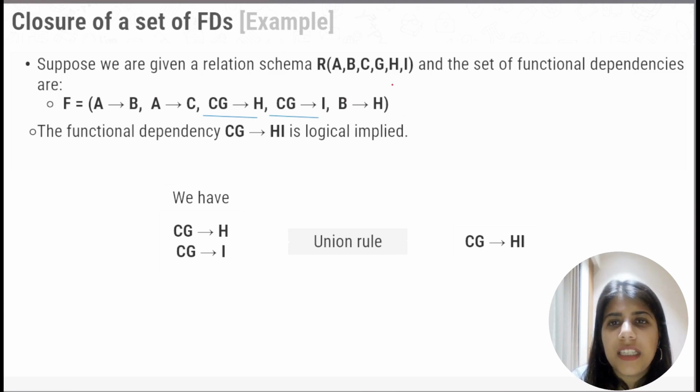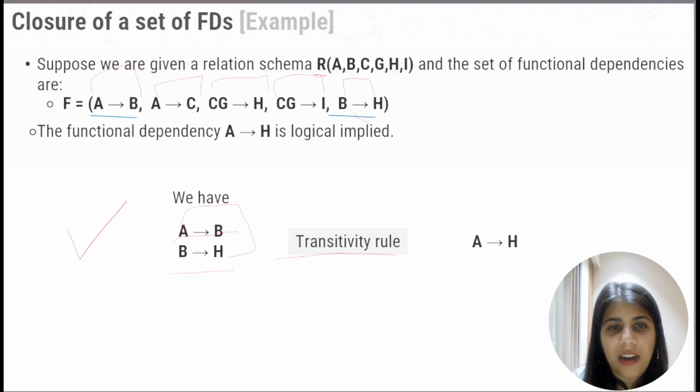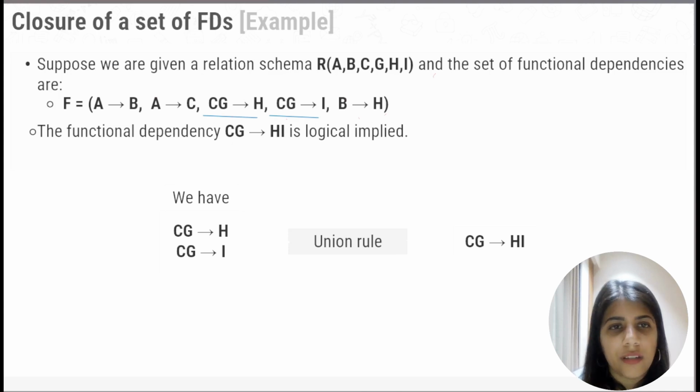Next schema. A, B, C, G, H, I, these are the attributes. Let's understand the functional dependencies. A determines B, A determines C, CG determines H, CG determines I, B determines H. It's the same example which we have seen in the last one. So this is the first pattern which logically got employed. So this was the first closure. Let's see the next one.